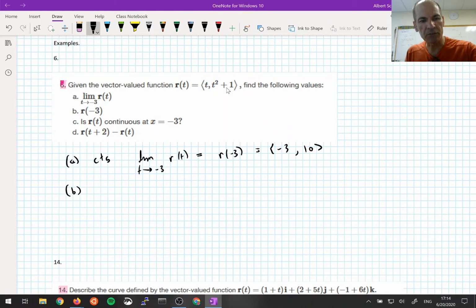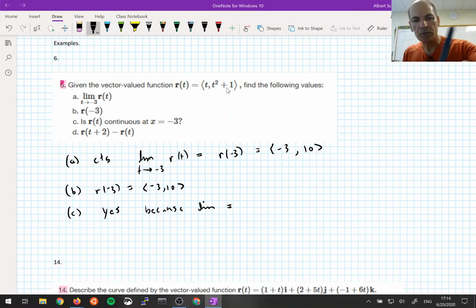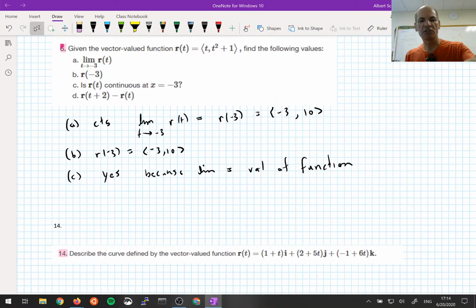Of course, r of -3, we just computed it, is the vector. This is, after all, a vector valued function. It's the vector -3, 10. Part C, is r of t continuous at t equals -3? Yes, because the limit up here is equal to the value of the function here. So yes, because the limit equals the value of the function. A terrible abuse of notation here. I should never be writing stuff like that, but you know, I'll expect better from you in your homework.